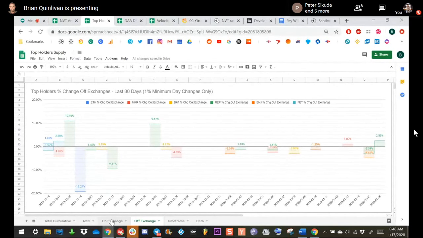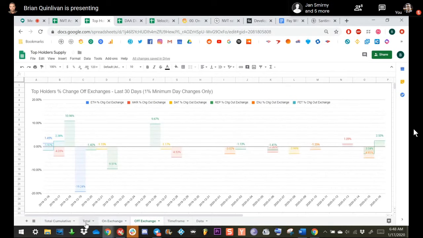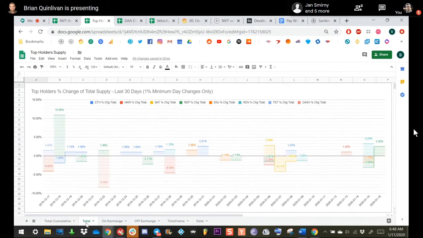But yeah, you can also check on exchange and off exchange over the last 30 days. I could expand it to something like 60 or 90 days, but I don't really think that's too relevant, and I think it might squash the data a little too much. But yeah, we have total, we have on exchange, and we have off exchange. I think the total usually gives a pretty clear picture, but if you want to get into the nitty gritty and look into specifics, you have those available.